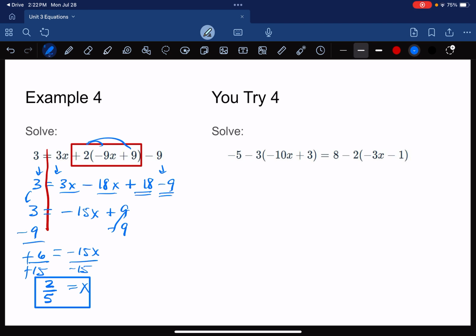as my answer. Okay? If you divide it with a calculator, it just tells you 0.4. Could have done that as well. So either one of those answers is acceptable. I'd rather you leave it as a fraction. But you guys try this next one. Man, it's got 2 distributions in it.